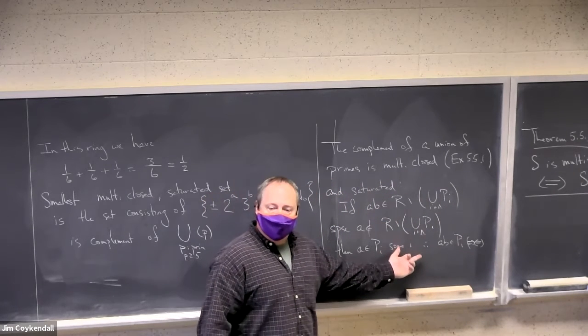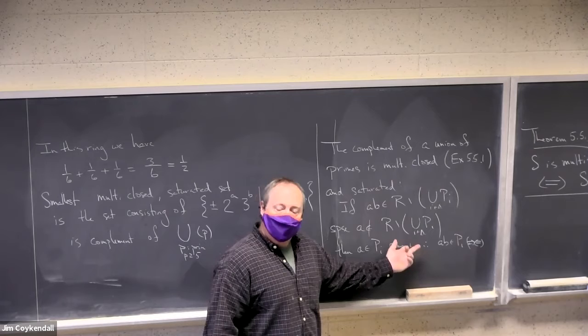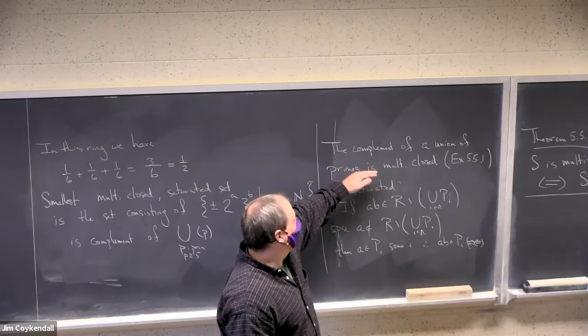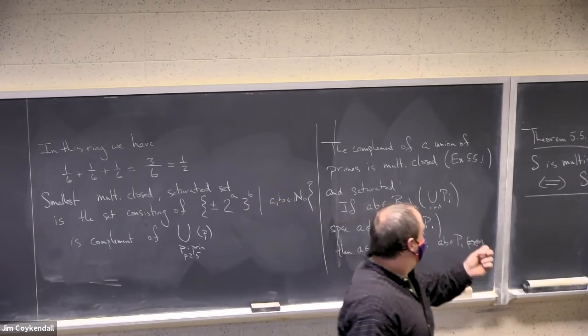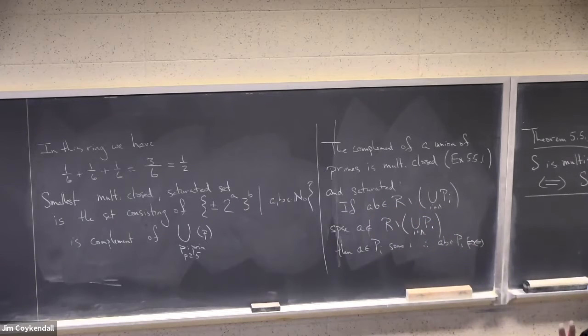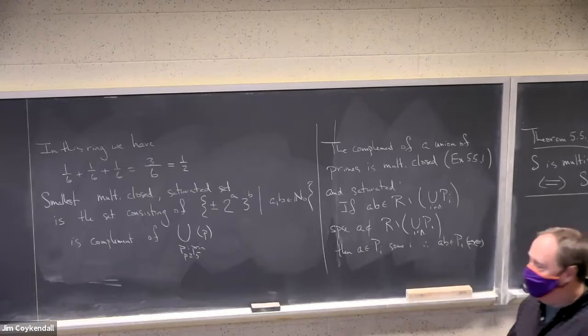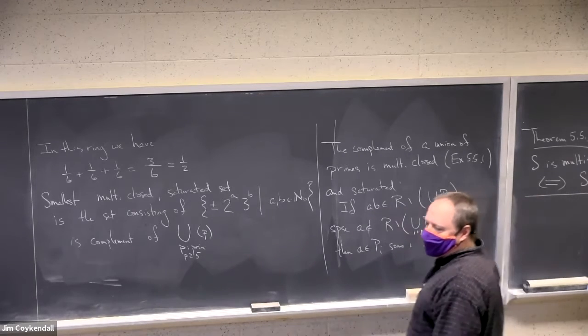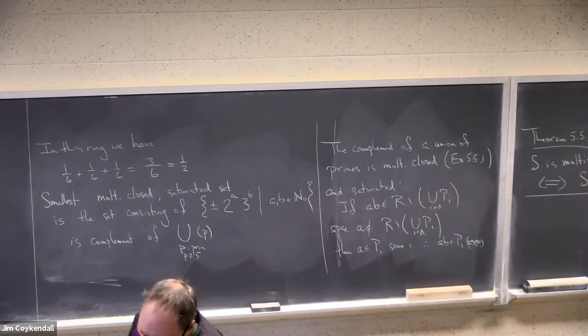Notice that for this part of the proof, I didn't need that P was prime. All I needed was that it's an ideal. The prime part is what you need for multiplicably closed. So if you have a complement of a union of primes, the prime descriptor is what you need for multiplicably closed. Any ideal will do for saturation. The other direction is the interesting one.